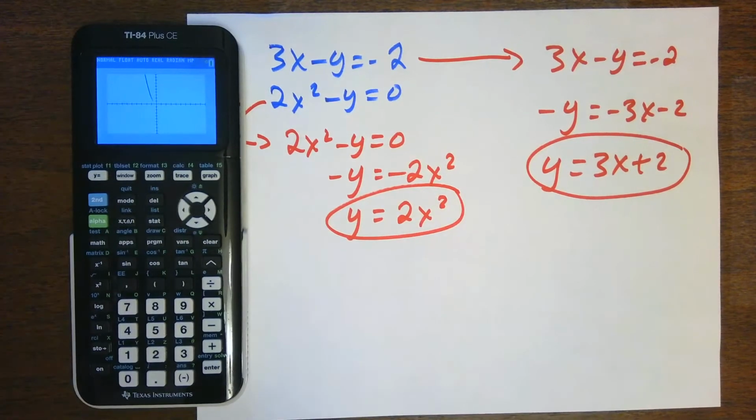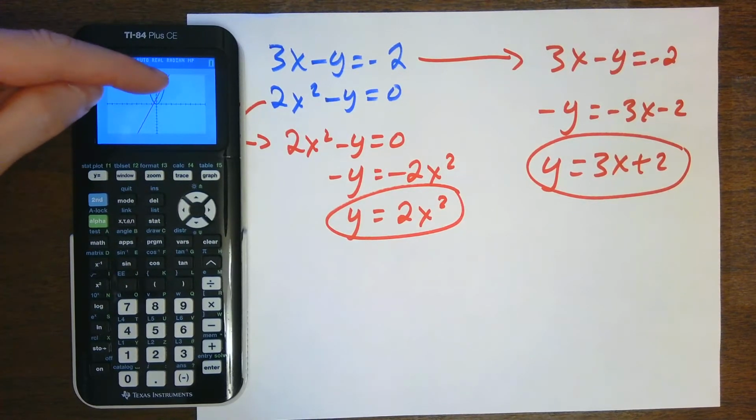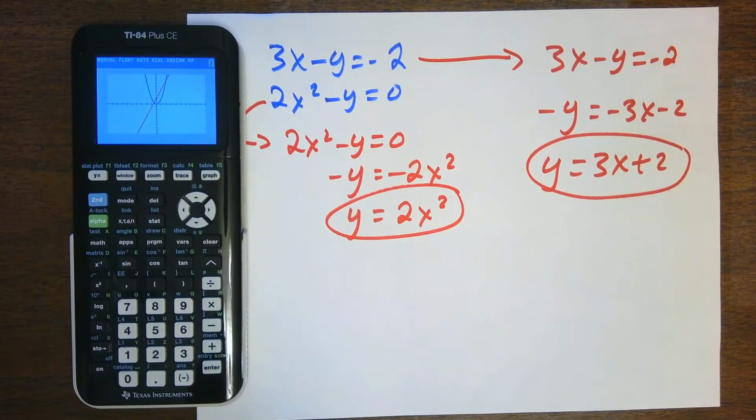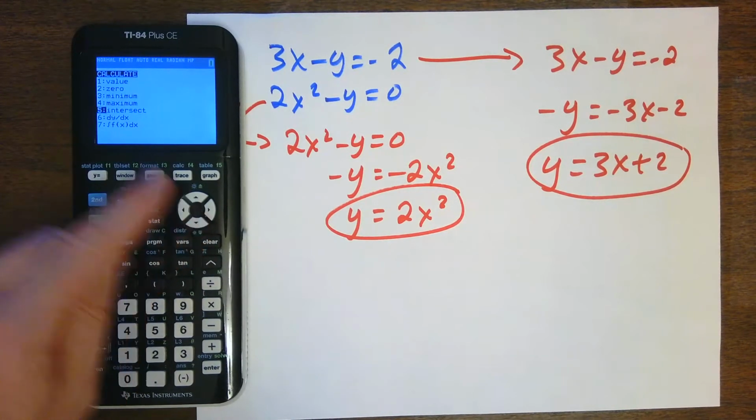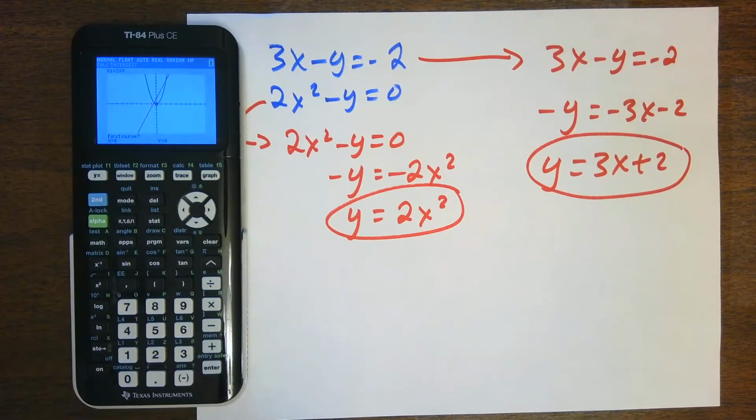All right, so here comes the parabola. There it is. Here comes the line. There it is. And we can see that the parabola and the line have 2 points of intersection. 2 points. So now let's use the calculator to find those 2 points. Now, Casio users, you're going to hit G-Solve, intersect. TI users, second trace, which is our calculate button, down to the option of intersect, which is number 5.